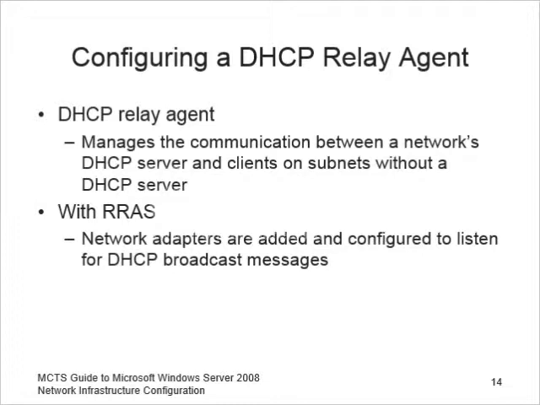A DHCP relay agent manages the communication between a network DHCP server and clients on subnets without a DHCP server. With RRAS, network adapters are added and configured to listen for DHCP broadcast messages. When a broadcast message is received, the communication will be forwarded to the DHCP server on the network.